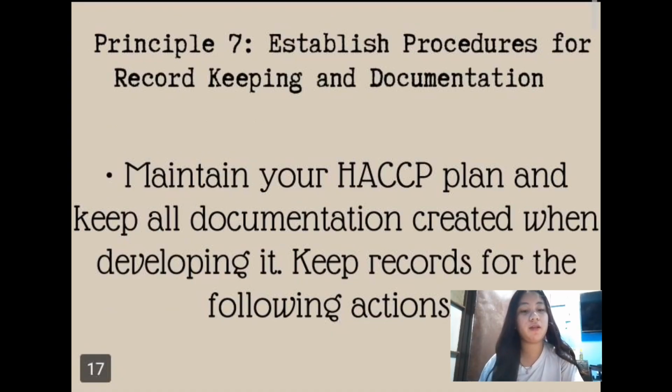Principle number 7, establish procedures for record keeping and documentation. Maintain your HACCP plan and keep all documentation created when developing it. Keep records for the following actions: monitoring activities, taking corrective actions, validating equipment, and working with suppliers.